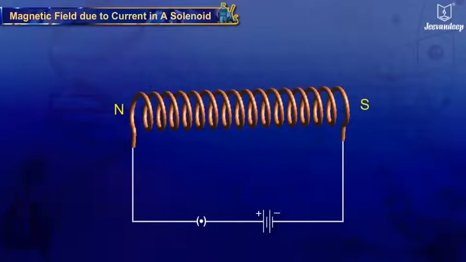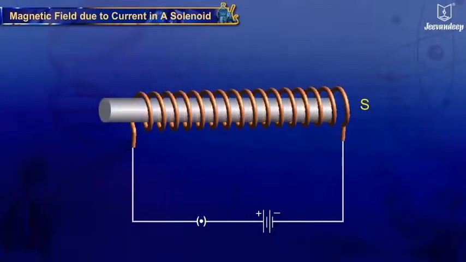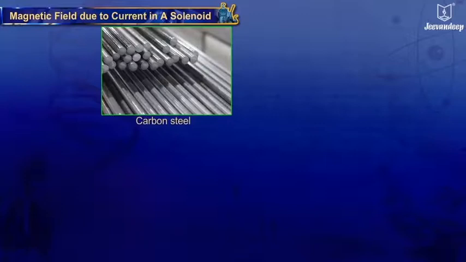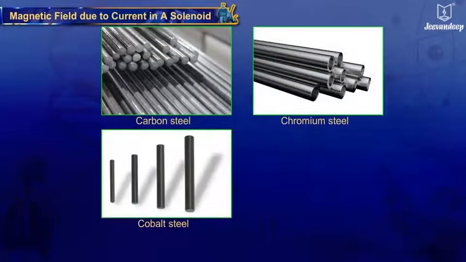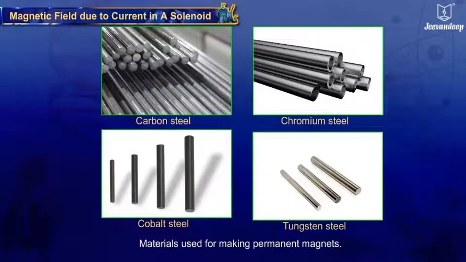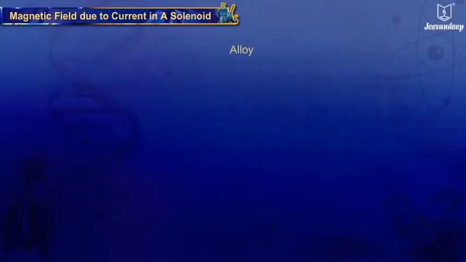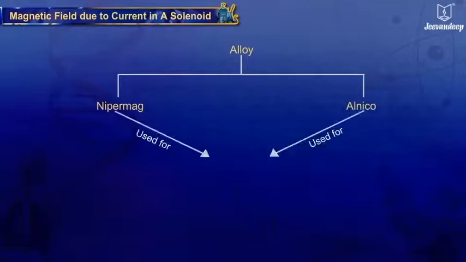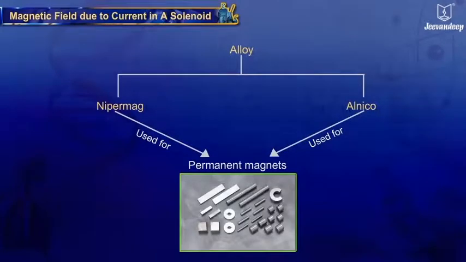Solenoid can also be used to magnetize a piece of rod of a given material. If the rod is hard steel and if the field is strong enough, we can get permanent magnets. Rods of material like carbon steel, chromium steel, cobalt and tungsten steel can be used for making permanent magnets. Two alloys, nipper mag and alnico, are used for making permanent magnets in industry.